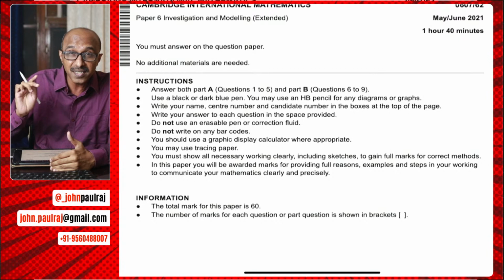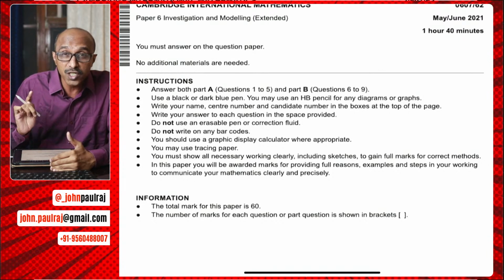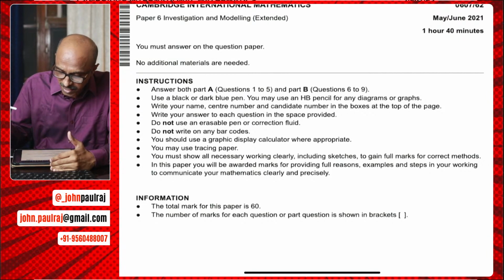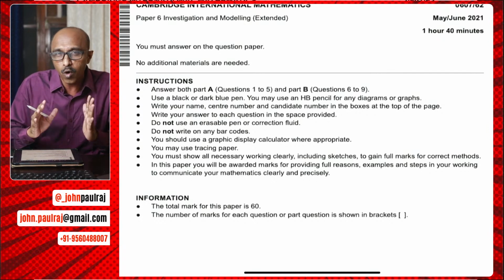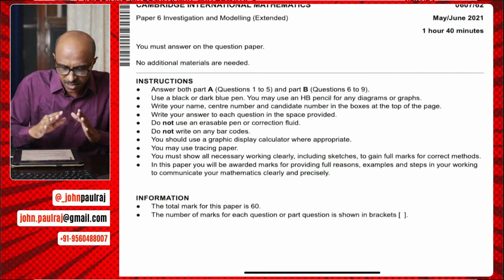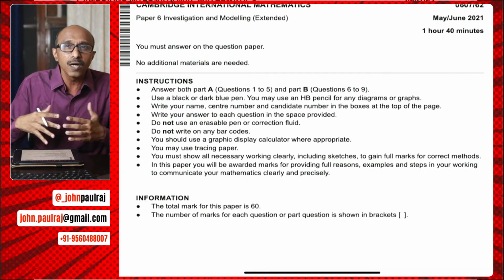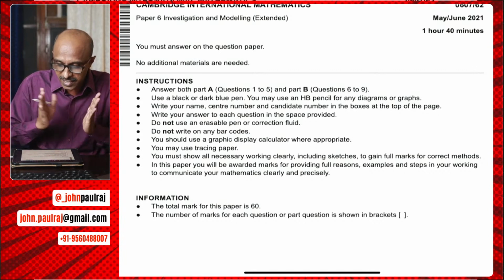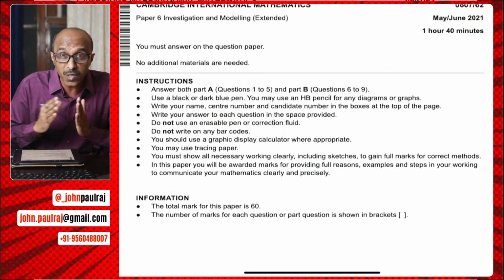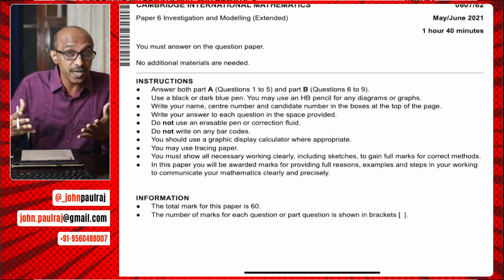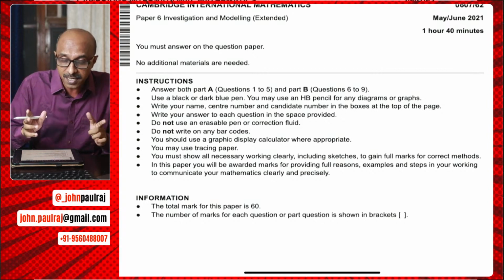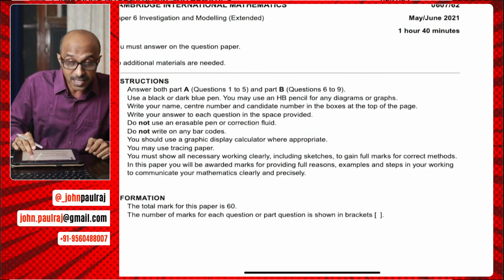Having said that, I want to let you all know that this is going to be a problem solving session on Paper 6 for IGCSE 0607 International Mathematics. Before we go in, I wanted to offer some tips and advice about the general layout of this paper and how to approach it, because everyone has their own opinion, but this is from my own experience. I want to share something about Paper 6, 0607 International Math.